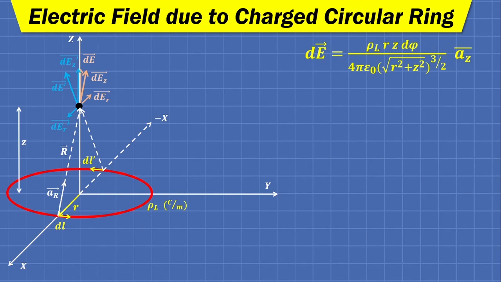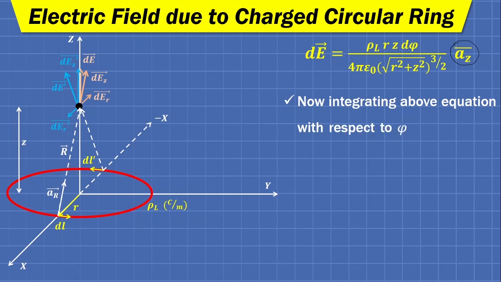In this step, I have eliminated the component in the R direction and multiplied the numerator and denominator. Finally, the equation we get is rho L R Z d phi divided by 4 pi epsilon 0 into bracket square root of R squared plus Z squared raised to 3 by 2, aZ bar. Here aZ bar shows the direction of field intensity. As you can see, the field exists only in the Z direction.